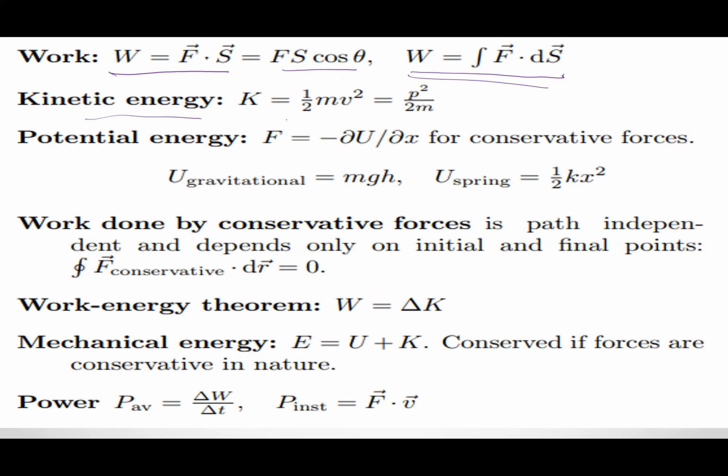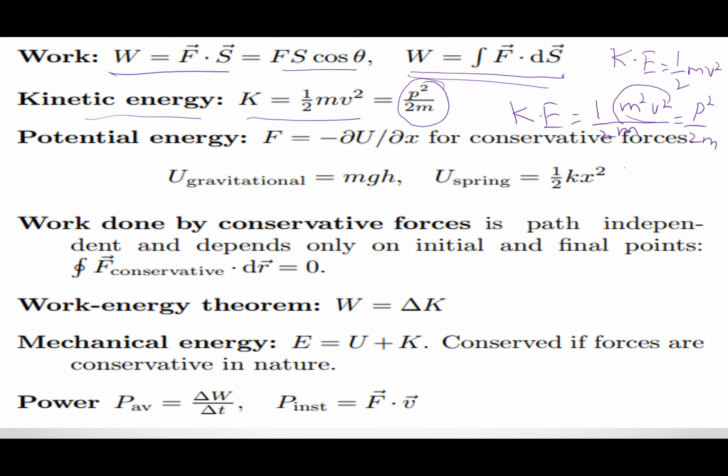Kinetic energy is equal to half mv square. This is in momentum form. I will write it like this. Kinetic energy is equal to half mv square, which is 1 divided by 2m multiplied by m square v square. So here it will become m square v square. P square is equal to this value, p square. So kinetic energy is equal to p square divided by 2m.